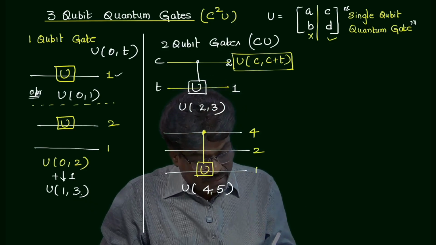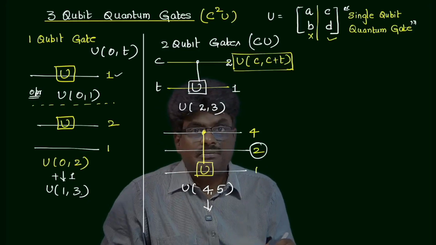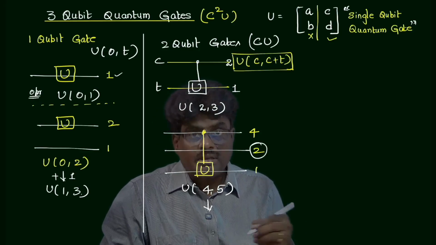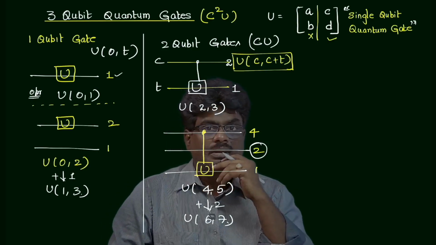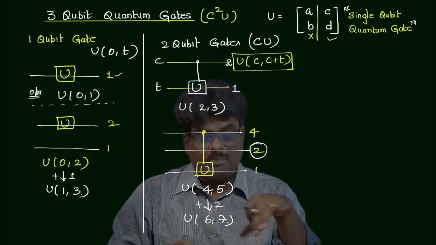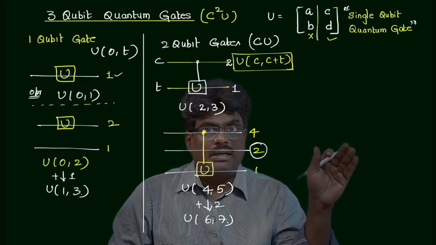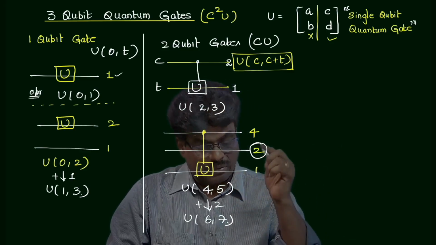Next, whatever the remaining state, that number you have to add, that is plus 2, this is U of 6 comma 7. If you have already attended this method, you can skip this part and go directly to the lecture.